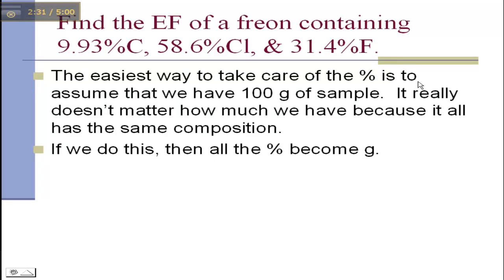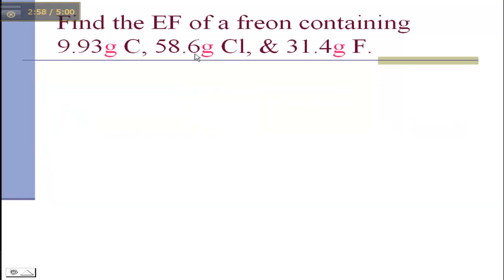Here's another problem. Calculate the empirical formula of Freon. Now, we have percentages here. So the easiest way to take care of the percentage is to assume that we have a 100 gram sample. Doesn't matter how much we have because they're all going to have the same percentage. So if we say we have 100 grams, then all the percents become grams because 9.93% of 100 is 9.93 grams. So your problem easily transforms this way. So just change those percent signs to grams.